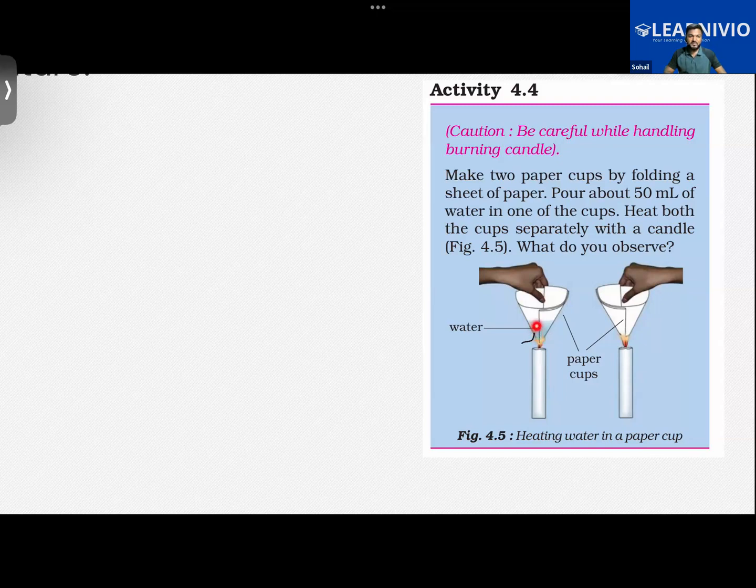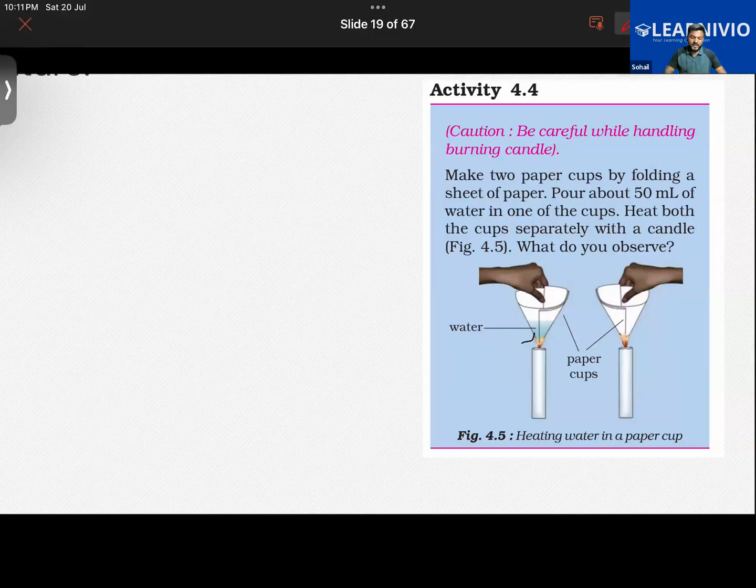We know water is an excellent conductor of heat. Being a very good conductor of heat, it absorbs the heat coming from the candle flame, and thereby first it will start to boil and evaporate. So the paper will not catch fire unless all the water in it evaporates. Once all the water has evaporated, then the paper cup will catch fire. Got this now? So that is the thing.